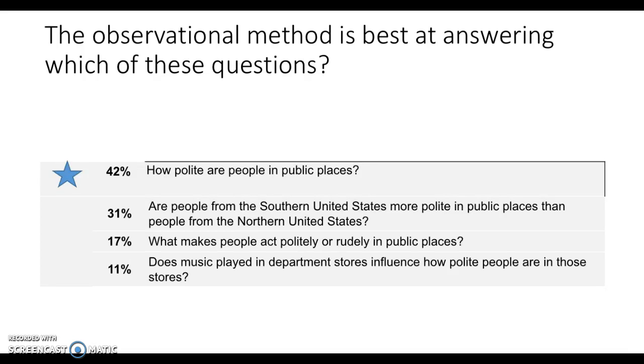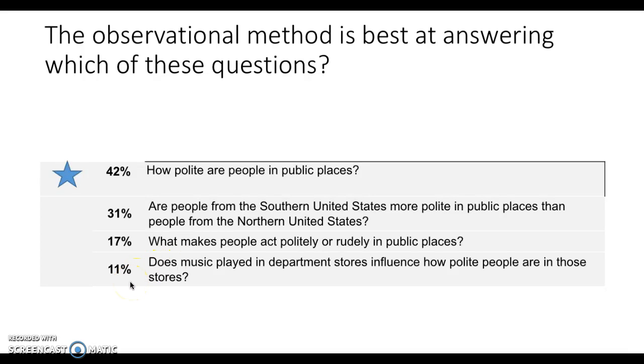The correct answer is this top one at 42%, how polite are people in public places? And we know that because this is only looking at one group of people. This second answer here, are people from the southern United States more polite in public places than people from the northern United States? There we're looking at a comparison. So that would be a correlational design. What makes people act politely or rudely in public places? Since we have the word makes here, anything that looks at causality or causal type language, A causes B, that kind of thing, was always going to point toward an experimental design.